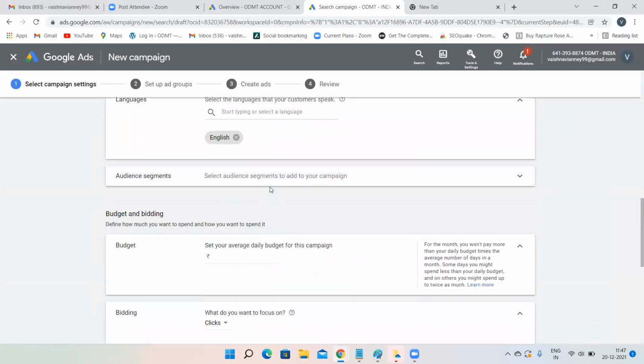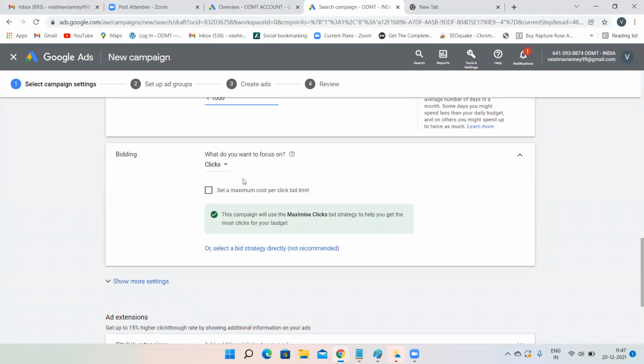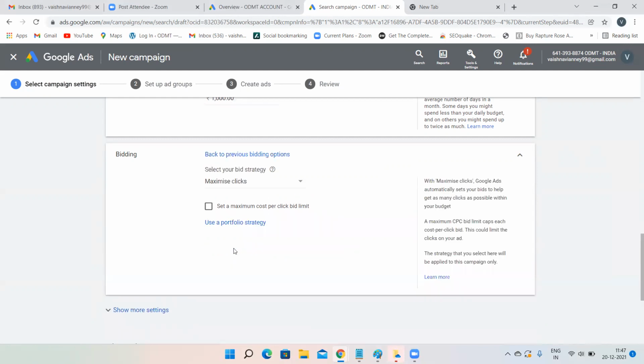Then languages, English by default. If you want to select others, you can select, but it's not required. Daily budget. This is not my total budget. That means per day, 1,000 rupees will be deducted from my account. That's it. This is my daily budget. Then bidding. There are 2 kinds of bidding, as I have already told you, manual bidding and automated bidding. Earlier, Google would show manual bidding over here. That is the reason on that day I said, instead of getting confused whether this is manual or automated, just directly click over here and maximize clicks.